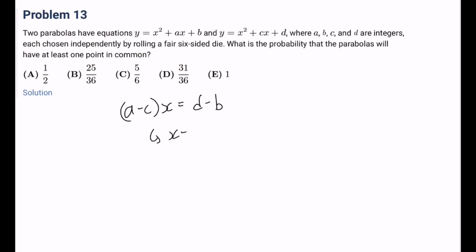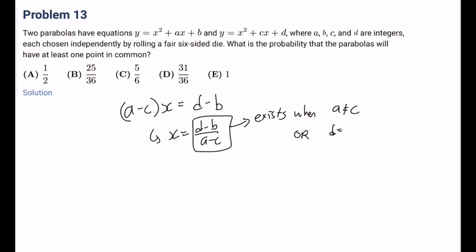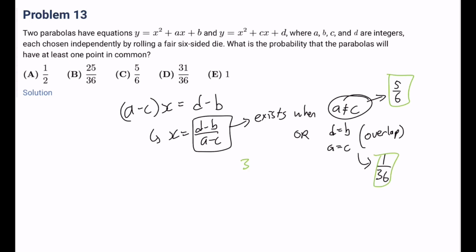So now we get that x equals (d minus b) over (a minus c), and this exists when either a is not c, because that way the denominator won't be 0, or d equals b and a equals c. This is just when they overlap completely. And so this should be 5 over 6, because a equal to c is just 1 over 6, and here this is 1 over 6, this is 1 over 6. This gives us 1 over 36. So it's this plus this, which is 30 over 36 plus 1 over 36. That's 31 over 36, and that's our answer.